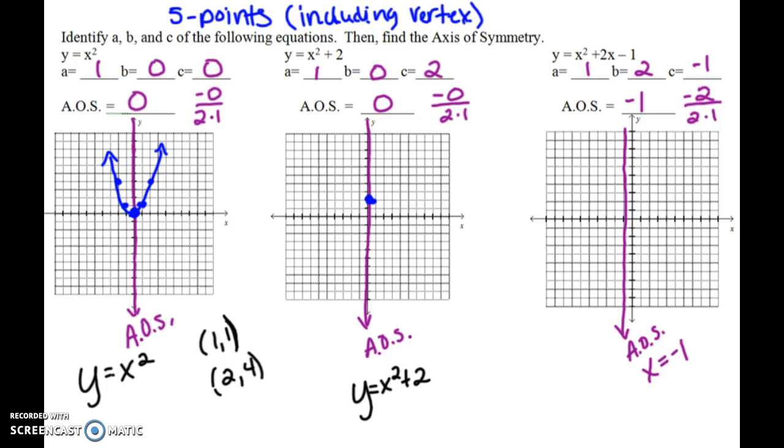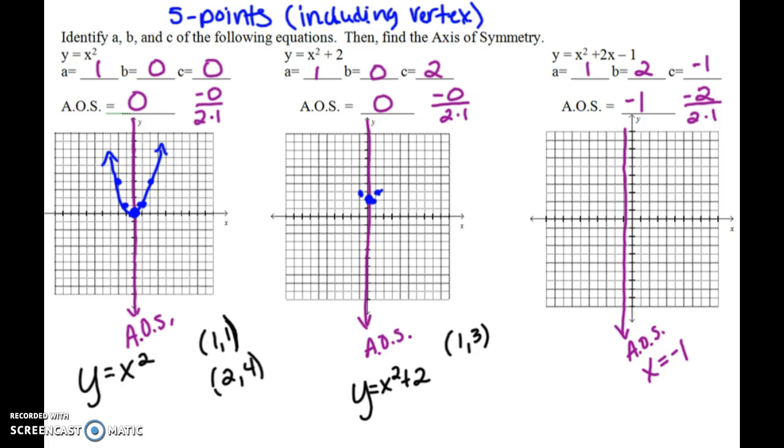And let's pick another x value to plug in. So we've already done 0. Let's do 1. So if I put 1 squared plus 2, I get 3. So I'm going to plot the point 1, 3. And then I'm going to reflect it. So 1 unit to the right becomes 1 unit to the left.